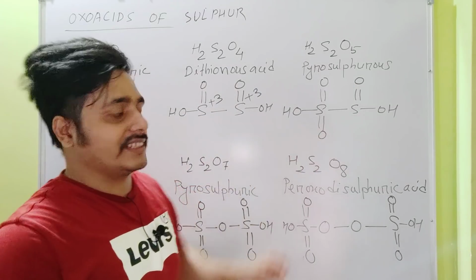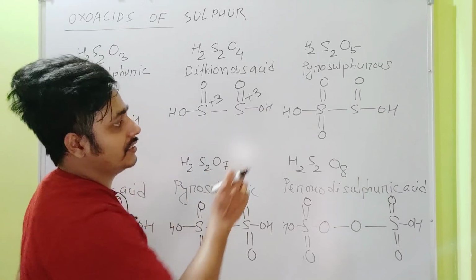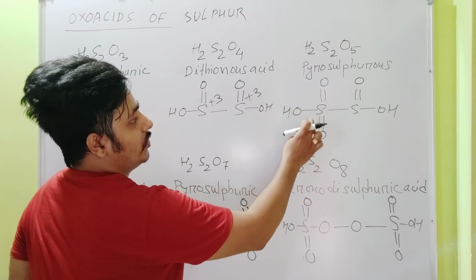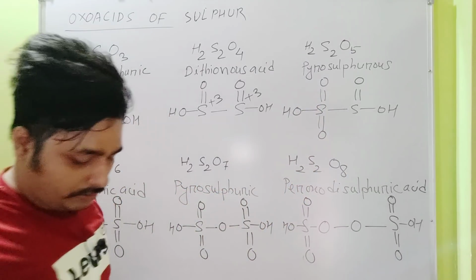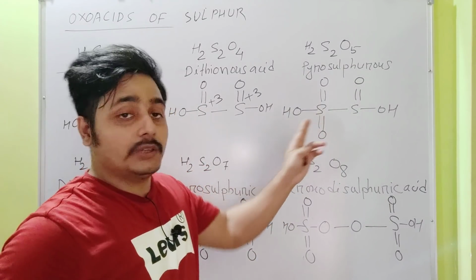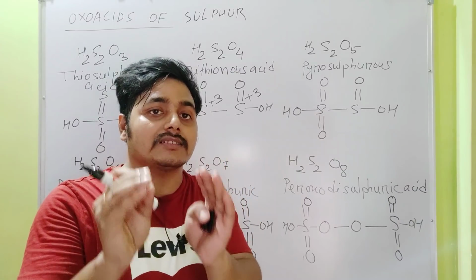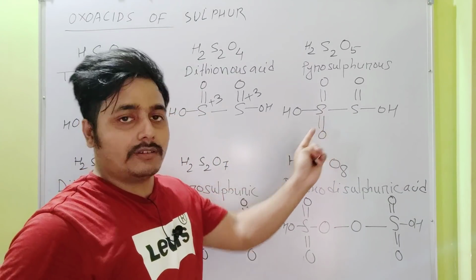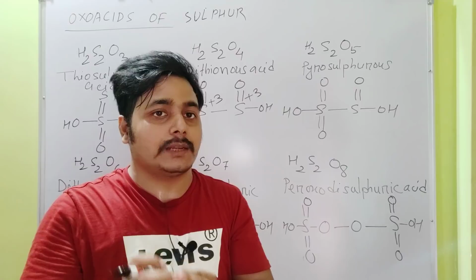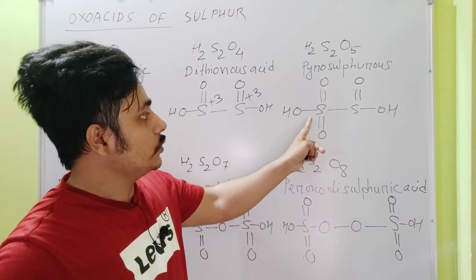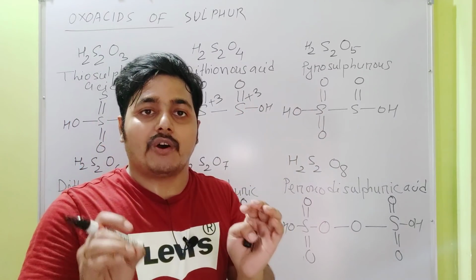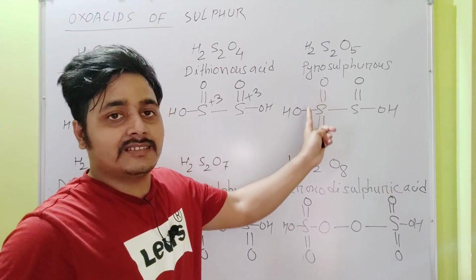In this case, this sulfur is forming 6 bonds. 1, 2, 3, 4, 5, 6. Out of 6 bonds, you can see 5 with more electronegative oxygen atoms. 1, 2, 3, 4, 5. So this sulfur gets +5 oxidation state due to these 5 bonds.